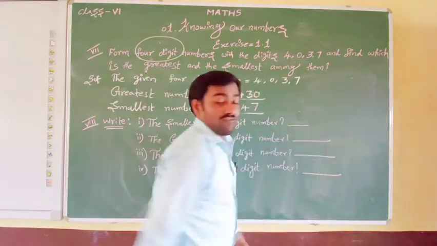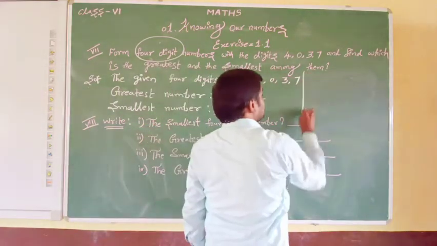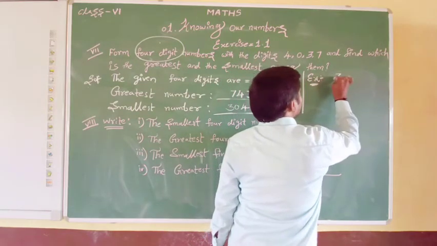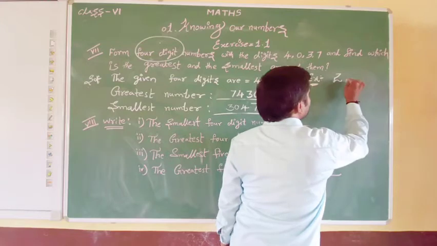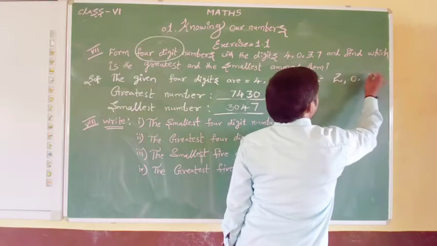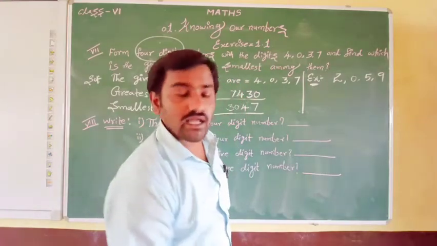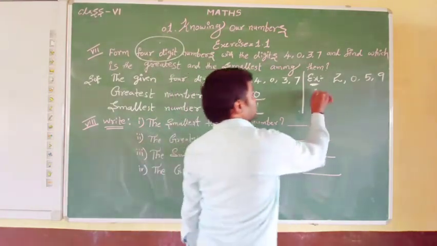So let me see one more question here. For example, by using 2, 0, 5, 9. By using these digits, make a greatest and smallest number.